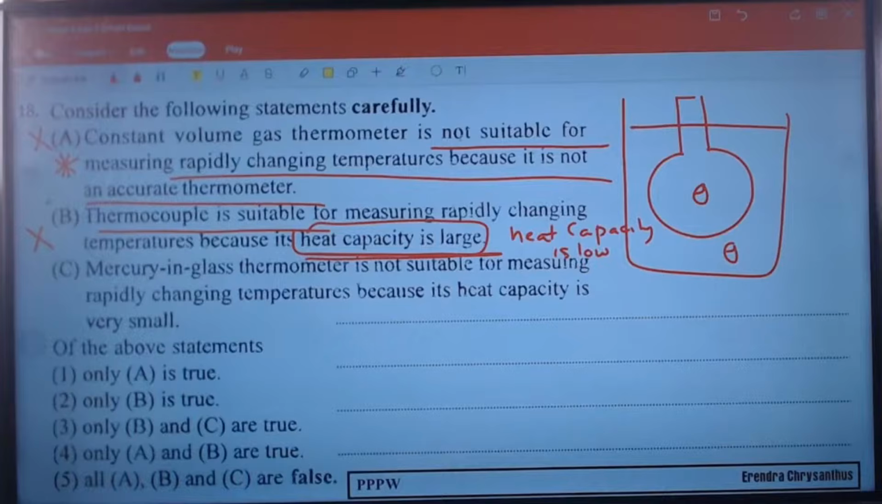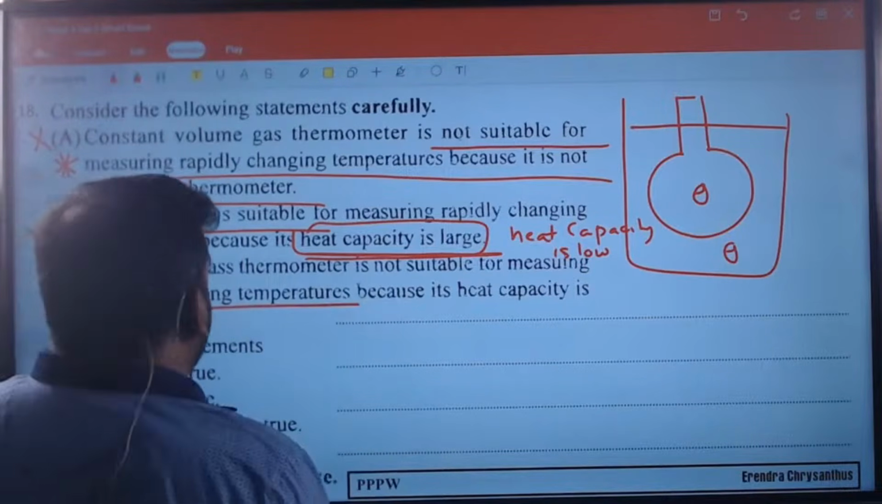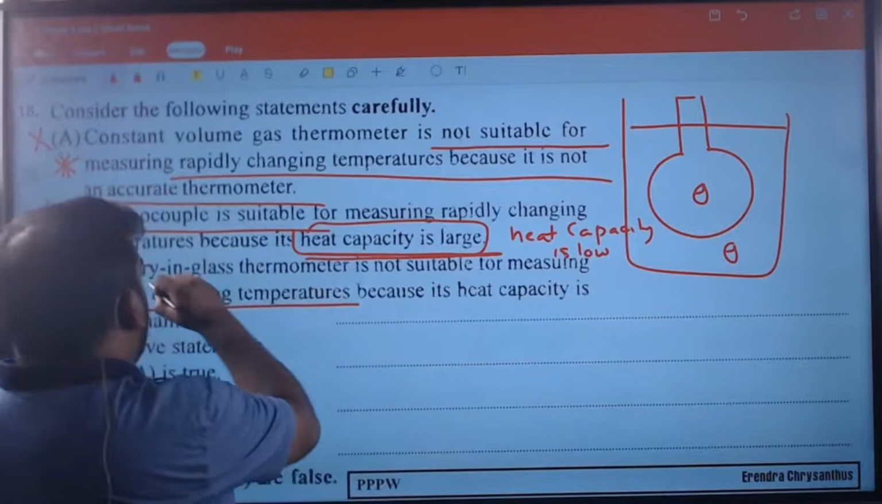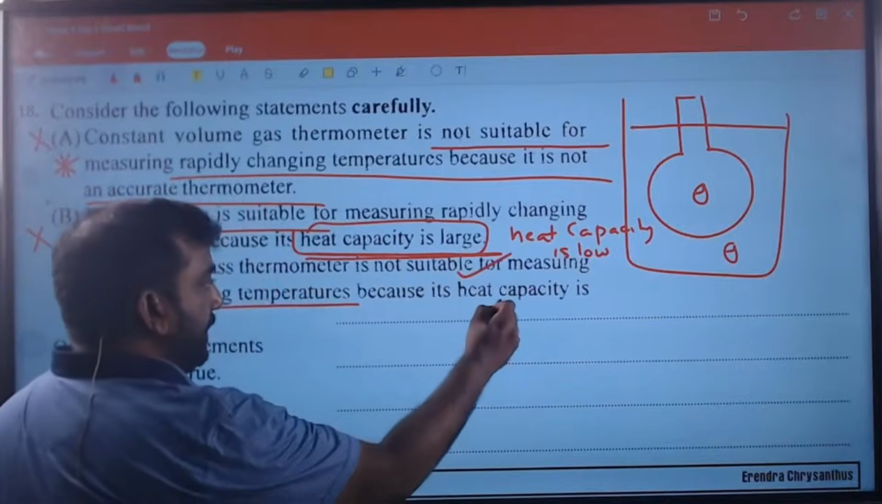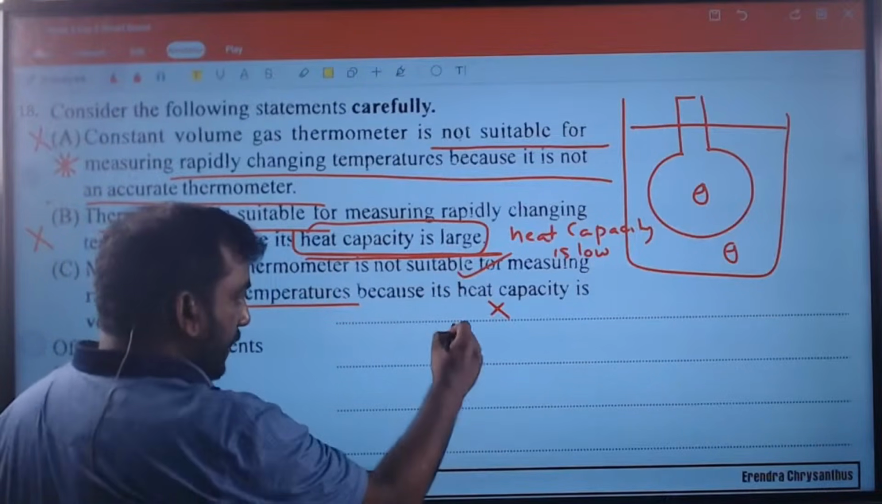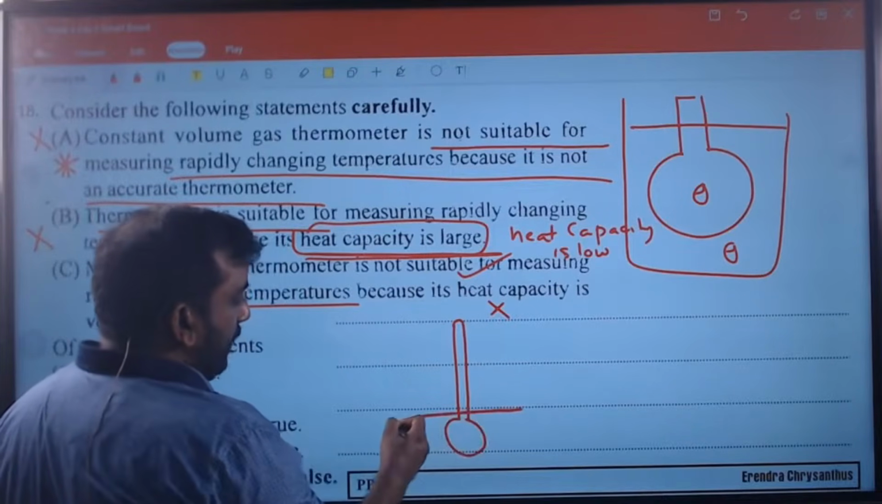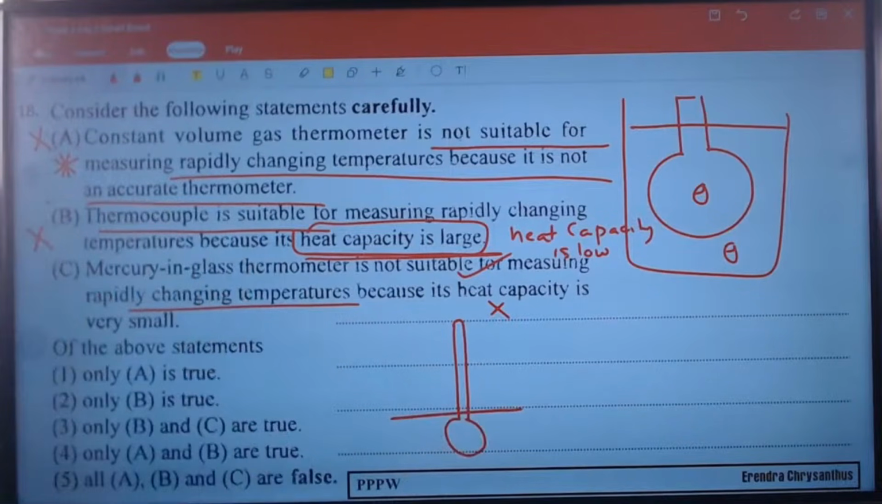C. Mercury glass thermometer is not suitable to measuring rapidly changing temperatures because the heat capacity is very small. Wrong. I mean, this part is correct, but the reason is wrong. Because in a thermometer, the bulb should be fully submerged in the liquid, and it will take some time for the bulb to reach thermal equilibrium.